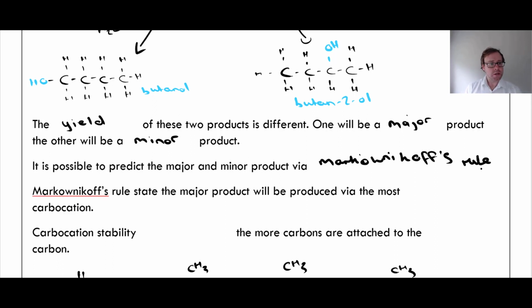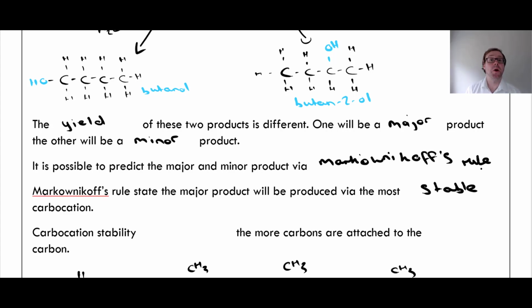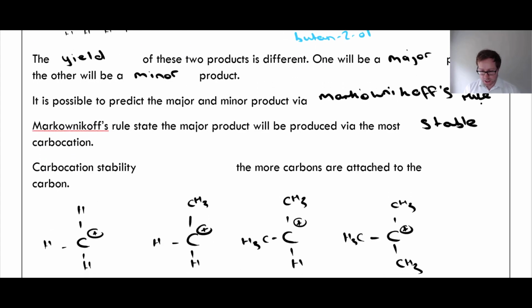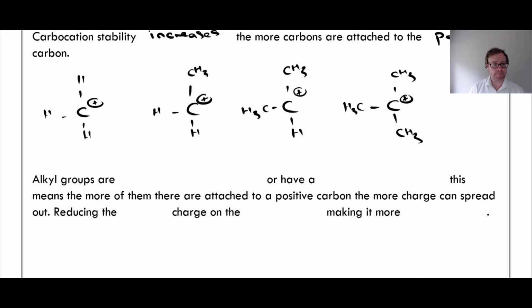rule. So Markovnikov's rule states that the major product will be produced via the most stable carbocation or carbonium ion. You may also see it called a carbonium ion. It means the same thing. So carbocation stability increases the more carbons are attached to the positive carbon. Right. So if you're going to work out this major or minor product, you need to know which one is going to be the most stable carbocation.